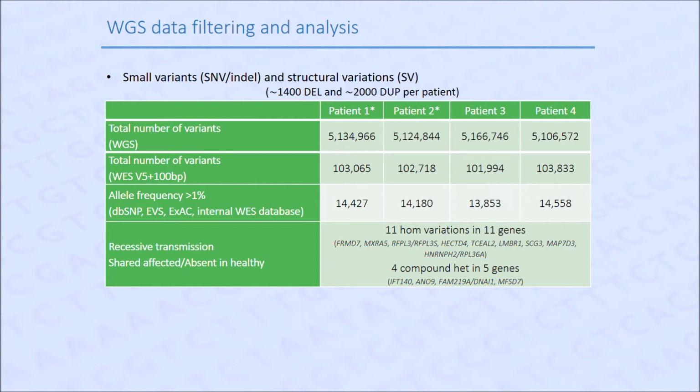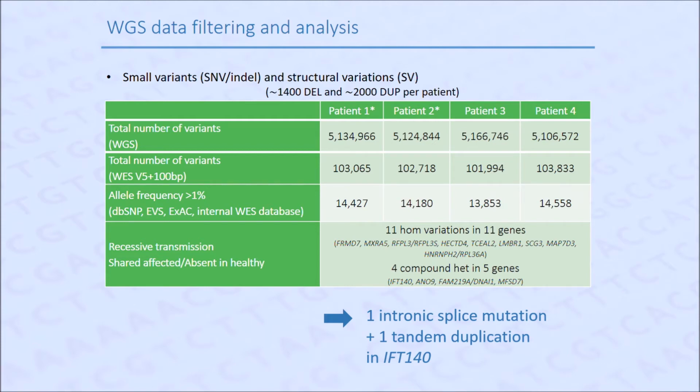And because the pedigree of the family was not apparently consanguineous, but recessive, authors focused on homozygous and compound heterozygous variations. Several genes were highlighted, which are listed here. And in particular, a SNV associated with a structural variation in the IFT140 gene were highlighted. Indeed, this gene is implicated in a variety of phenotypes ranging from isolated retinitis pigmentosa to more syndromic cases.